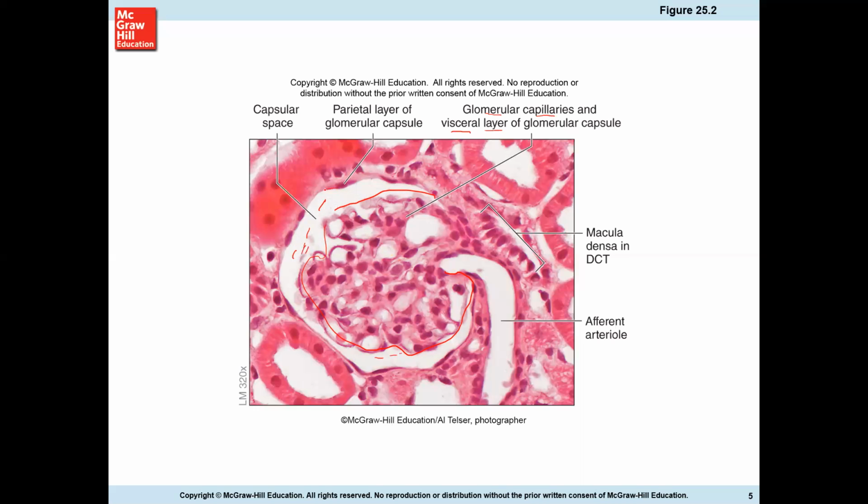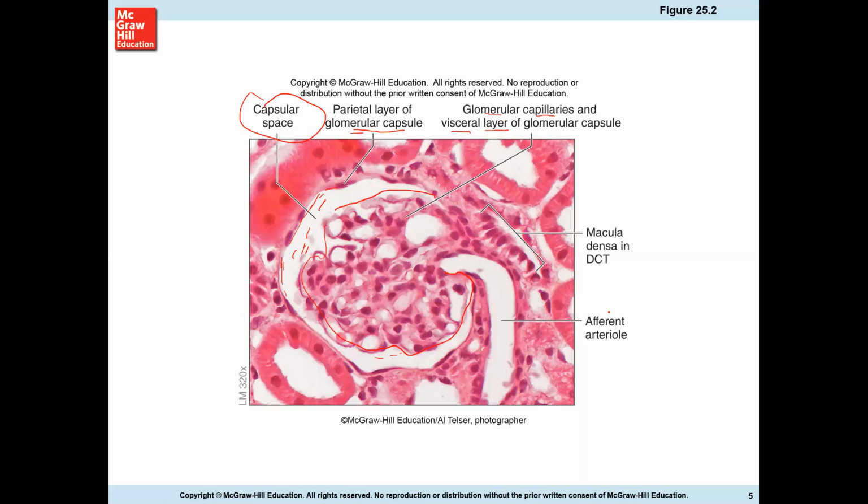And that has a membrane, which is parietal. Parietal is always away from the organ. So in between the parietal layer of the glomerular or Bowman's capsule and the glomerulus is the capsular space or Bowman's space, and that's filtrate.